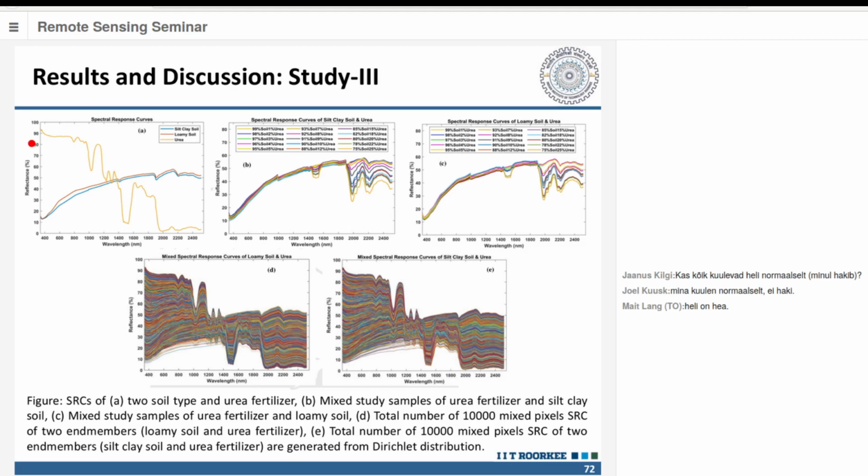So this is the plot of the two pure soil samples, and this is the reflectance curve of the urea, and these are the mixed spectral reflectance curves of the two types of mixed samples, one with loamy soil and one with the sandy soil. These 10,000 mixed spectral reflectance curves are generated using the Dirichlet distribution, one for each soil type.